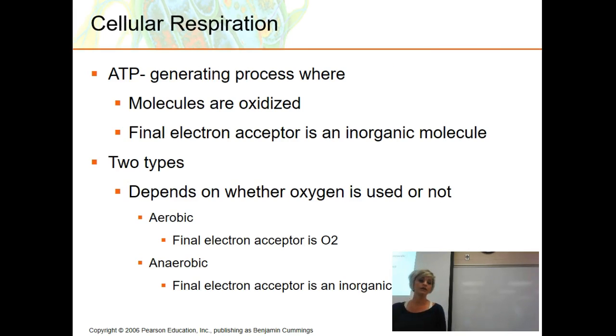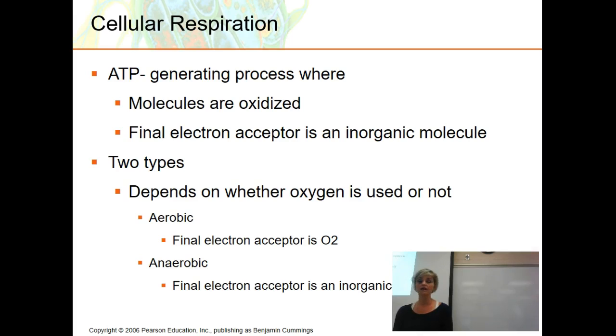When we look at how we can make ATP, humans do cellular respiration. There's aerobic and anaerobic. Microbes do as well. Cellular respiration is the process of taking glucose, breaking that down, and we either do it aerobically or anaerobically to make energy. If your final electron acceptor is oxygen, that is aerobic cellular respiration.